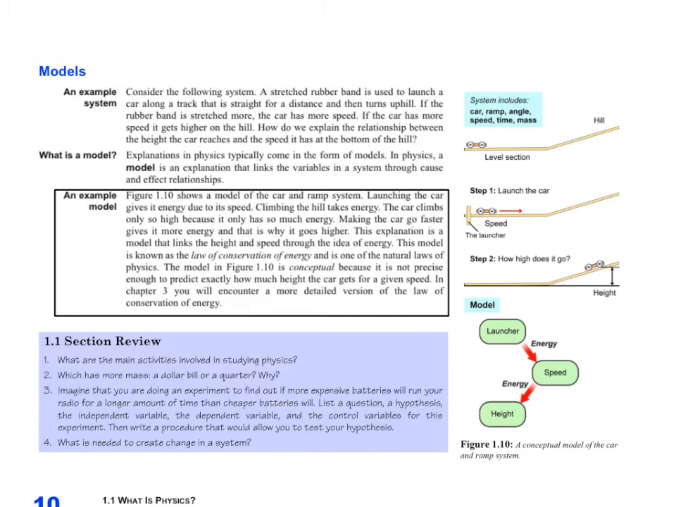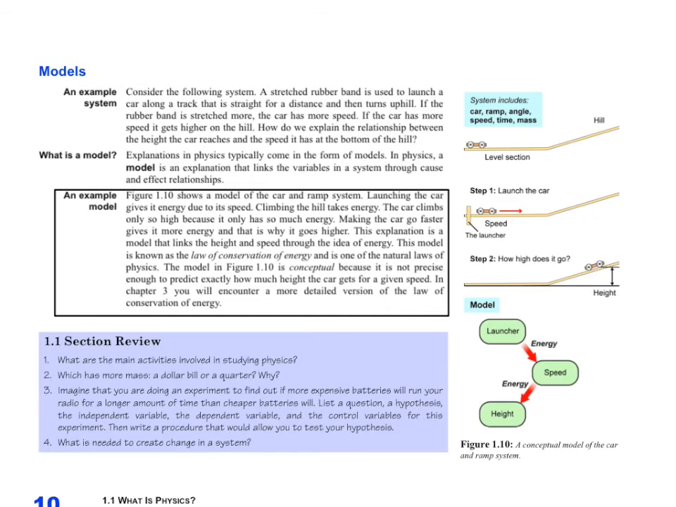Launching the car gives it energy due to its speed. Climbing the hill takes energy. The car climbs only so high because it only has so much energy. Making the car go faster gives it more energy, and this is why it goes higher. This explanation is a model that links the height and the speed through the idea of energy. This model is known as the law of conservation of energy and is one of the natural laws of physics.